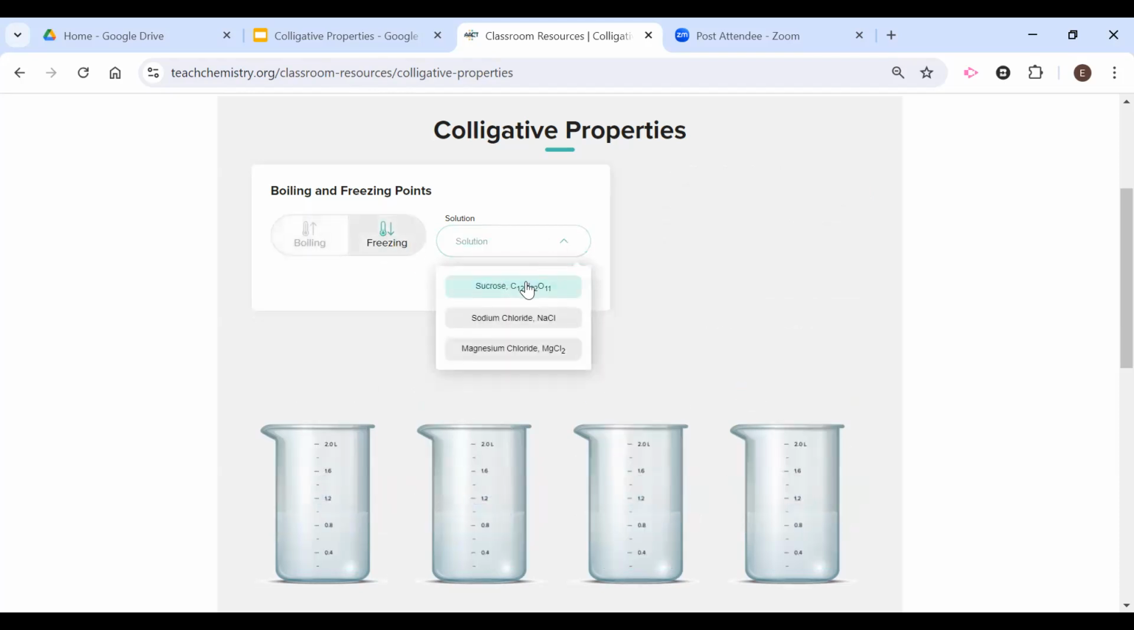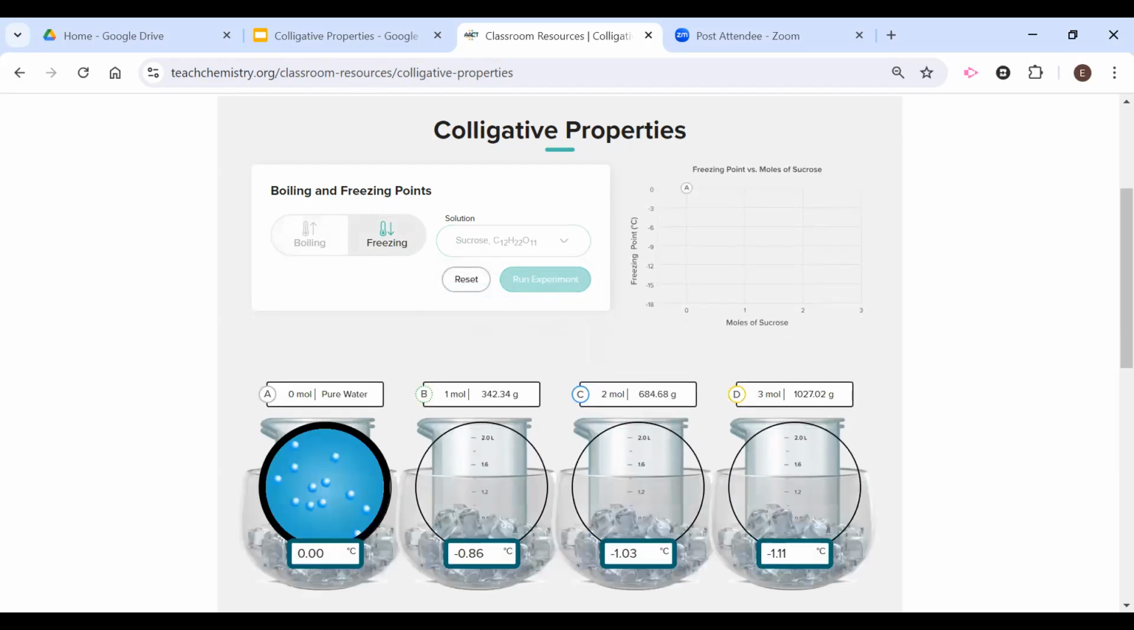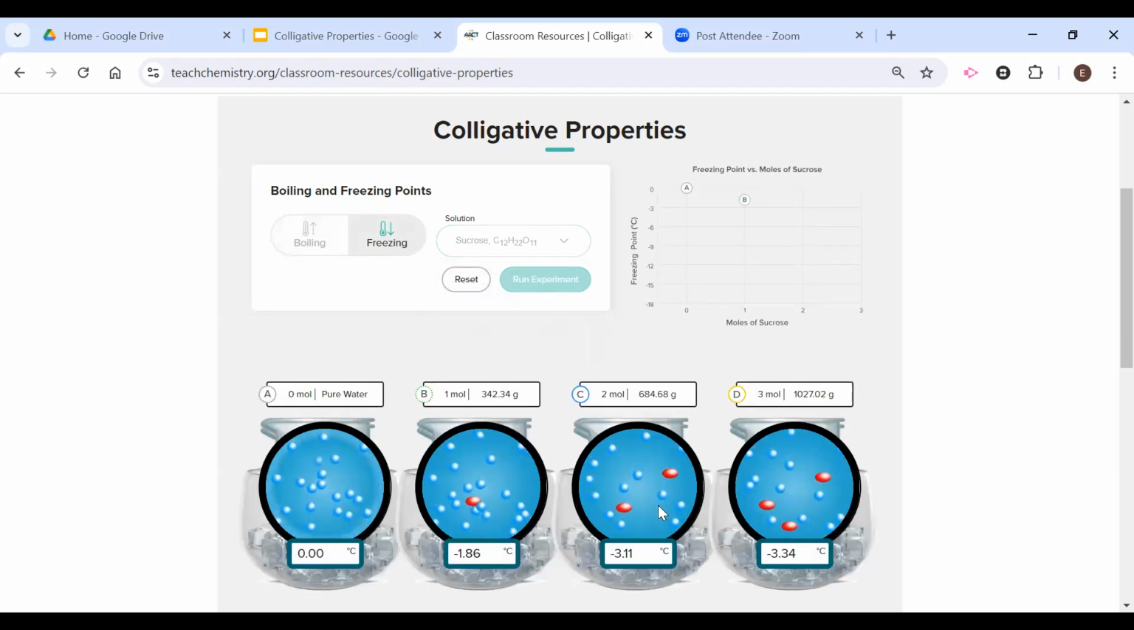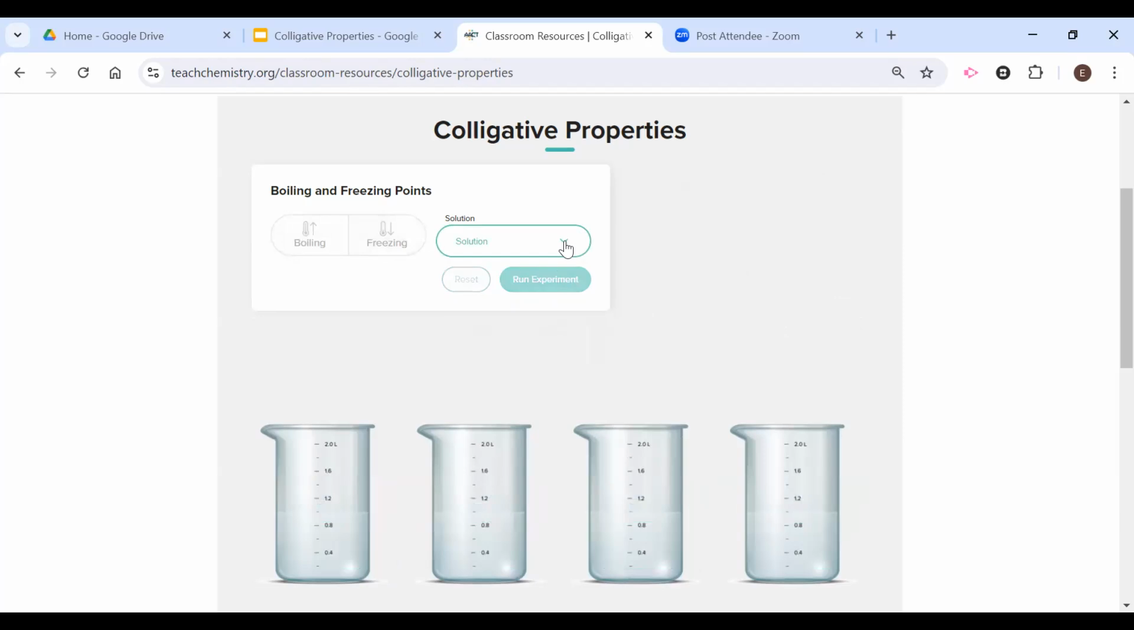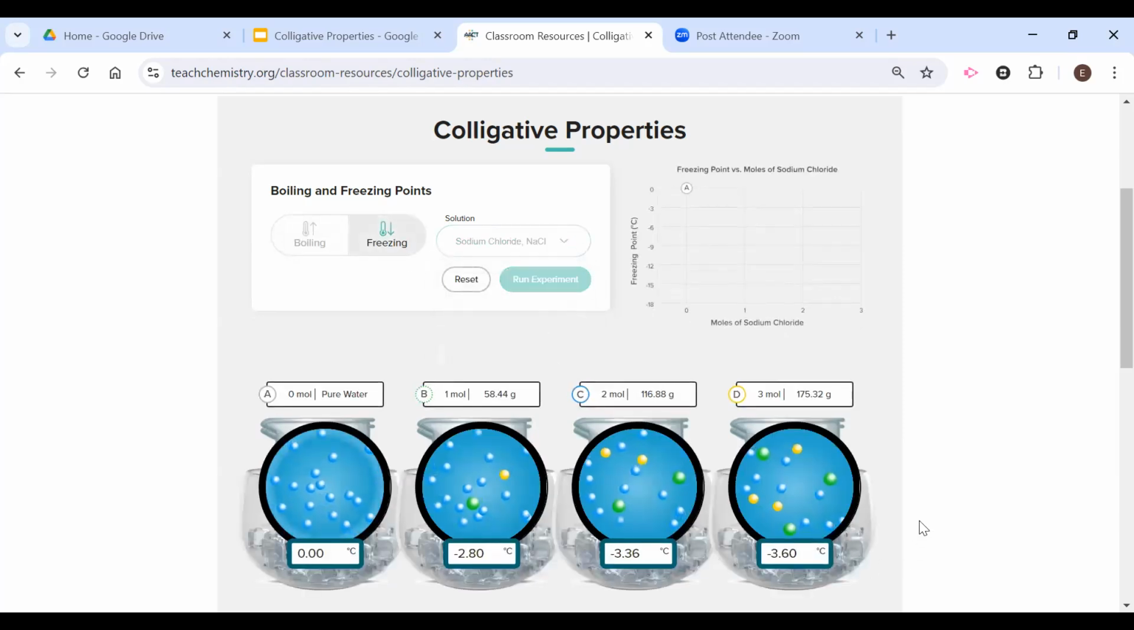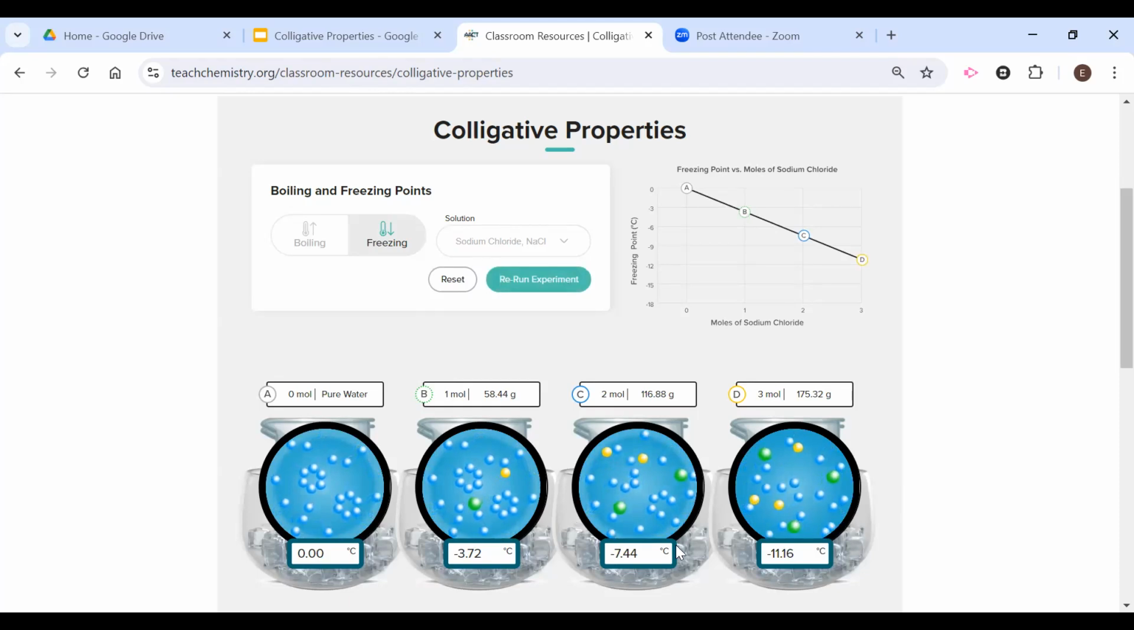Okay, now let's look at freezing. We go to freezing. 1 particle, 2 particles, 3 particles. You see that? Freezing point depression. You see that? Then reset. What if I do this? Freezing, run. More particles. You see? The more the particles, or the more the concentration, the more the properties are affected, the lower it gets.